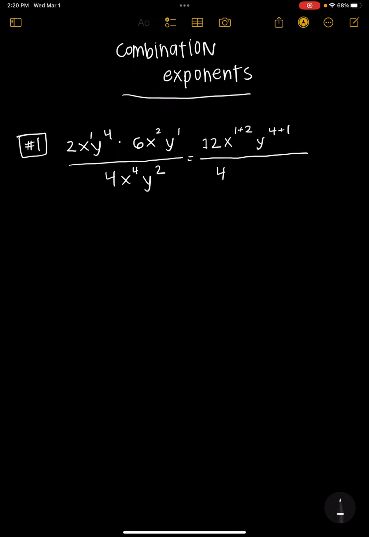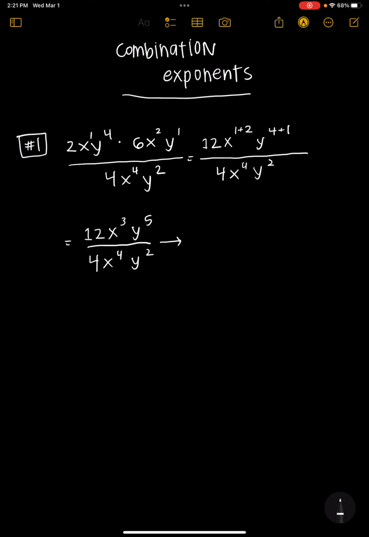And then the bottom we can just rewrite as 4x to the fourth y squared. We're going to simplify the top a little bit by actually adding the exponents together now. It'd be x to the third, y to the fifth. And once again, we didn't change the bottom, so we're just going to rewrite the bottom. And now we can use the quotient rule to simplify the fraction as a whole.